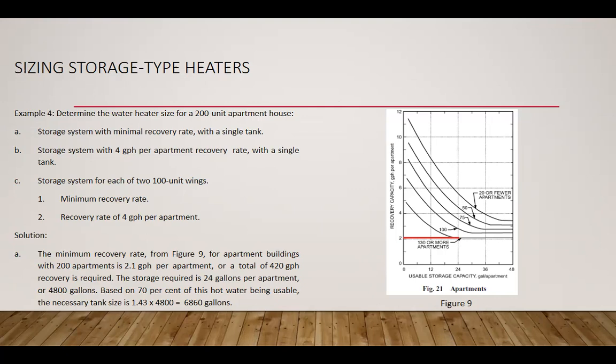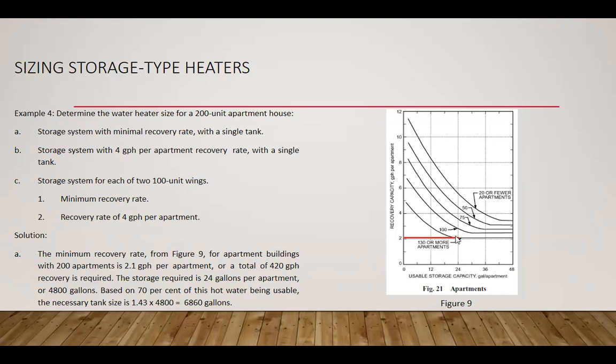So, mayroon siyang dalawang tangke. Solution A. The minimum recovery rate of Figure 9 for apartment buildings with 200 apartments is 2.1 per apartment, or a total of 420 gallons per hour recovery is required. So ito, 130 or more apartments dito ka. So, meron kang 2.1. Tumaas siya. Hindi siya 2, 2.1. Ito.